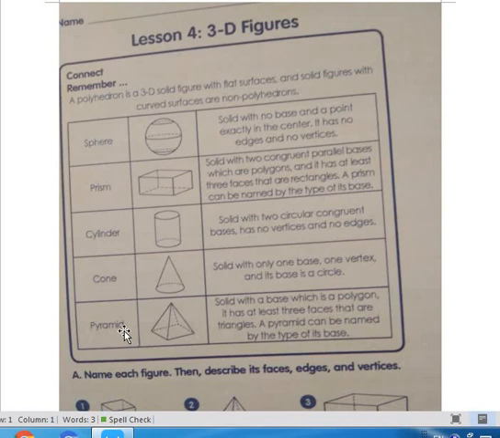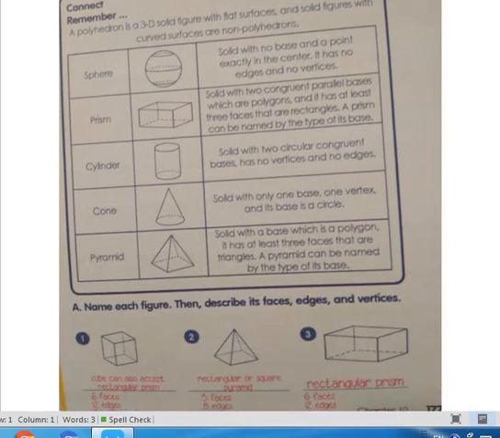I have here a pyramid, a solid with a base which is a polygon. It has at least 3 faces that are triangles. Okay, a pyramid can be named by the type of its base. I have here a square pyramid, and it can also be a triangular pyramid.